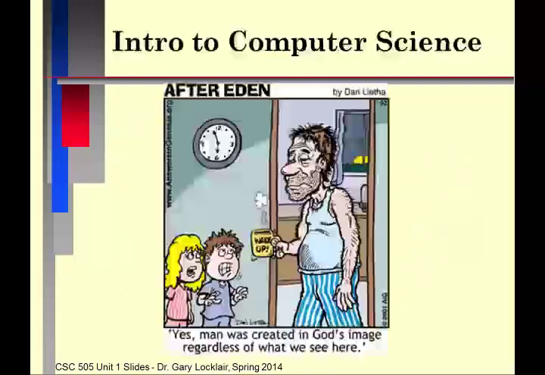So it's not like this. Yes, man was created in God's image, regardless of what we see here. You or I at 6 in the morning. Yeah, that's a pretty scary sight. Image actually refers to characteristics. And the reason that human beings are intelligent is because we were created by a superintelligence.